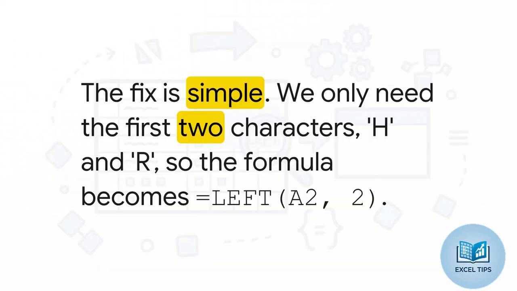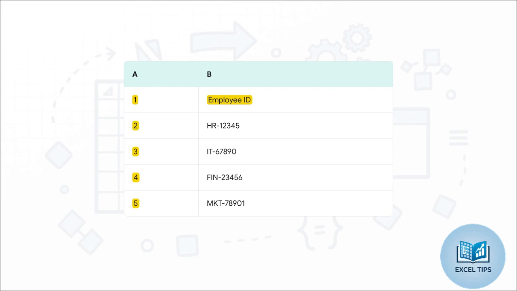For HR 12345, we don't need 3 characters. We only want 2. Let's count them. H is 1. R is 2. That's it. So we just go back into our formula and change that 3 to a 2. So it's now equals LEFT(A2, 2). And success! With that tiny correction, we get a perfect HR.